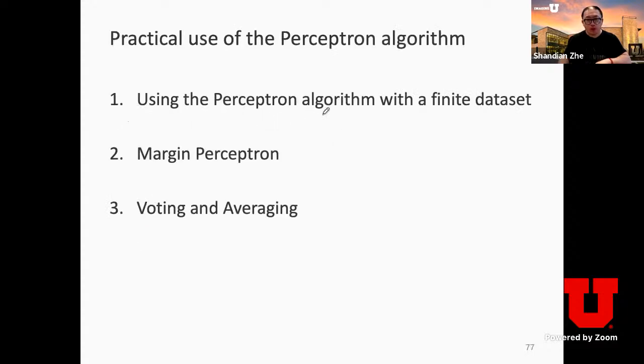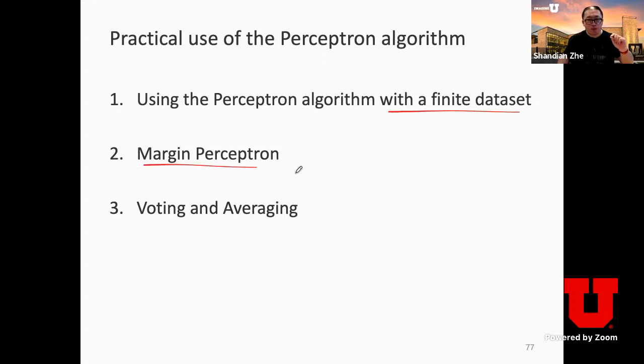So we're going to first talk about how we implement the standard perceptron with a finite data set, right? We know that practical data is always finite. That means you have to designate how many times to run, how many updates our perceptron is going to make before it stops. Right? And then we'll talk about two practical extensions of the perceptron.